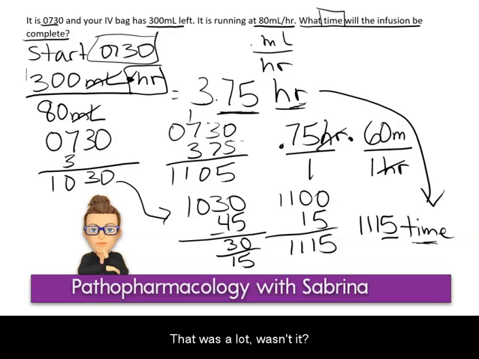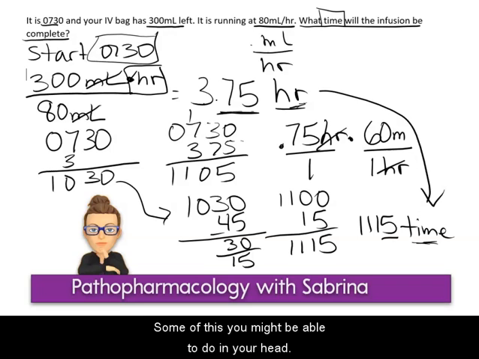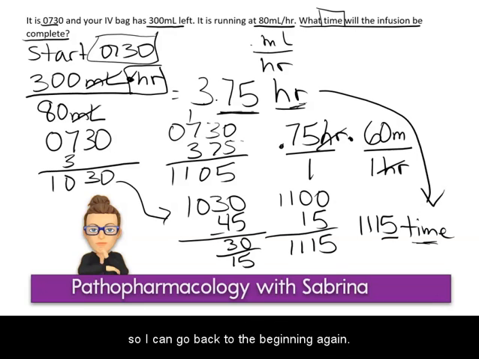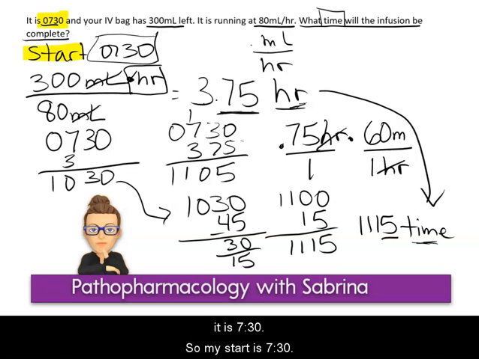Whew! That was a lot, wasn't it? Now some of this you might be able to do in your head. But for me, even though I can do a lot of this in my head, I'm going to write it on paper so that I can go back to the beginning again and look through it. Okay, it is 7:30. So my start is 7:30. My IV bag has 300 milliliters in it. It is running at 80 milliliters per hour.